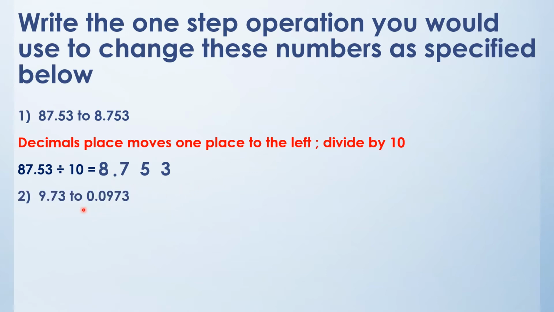Let us do one more question. 9.73 to 0.0973. Here the decimal is after two decimal places, and in this answer the decimal point moves two places, one, and there is one zero.